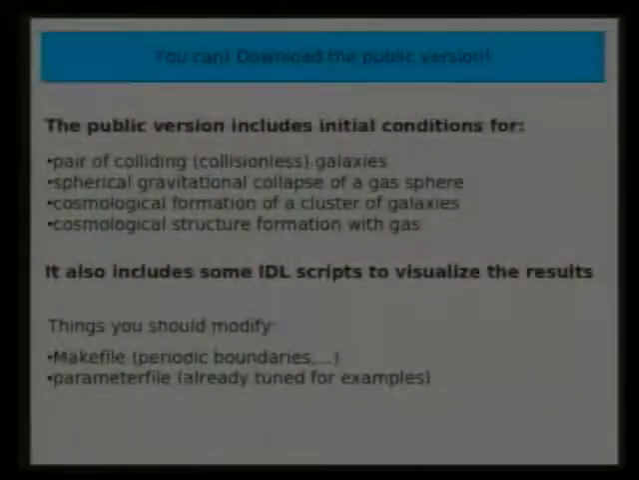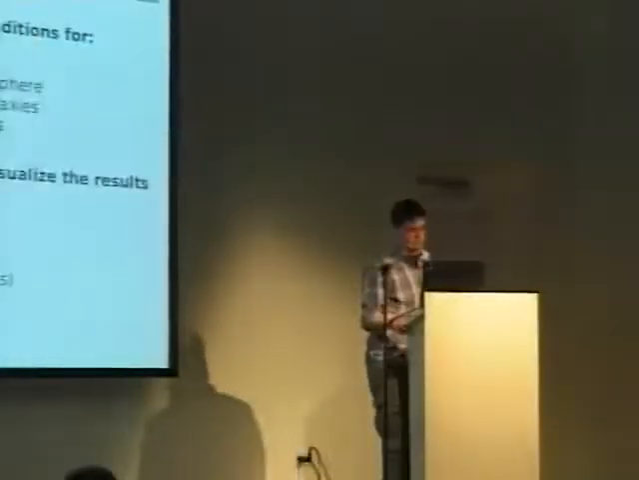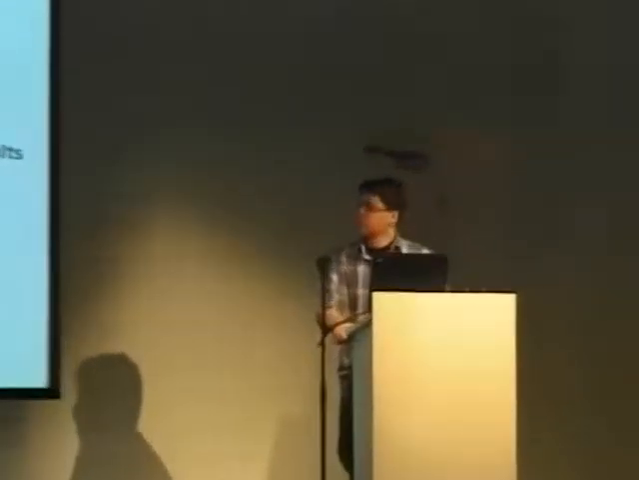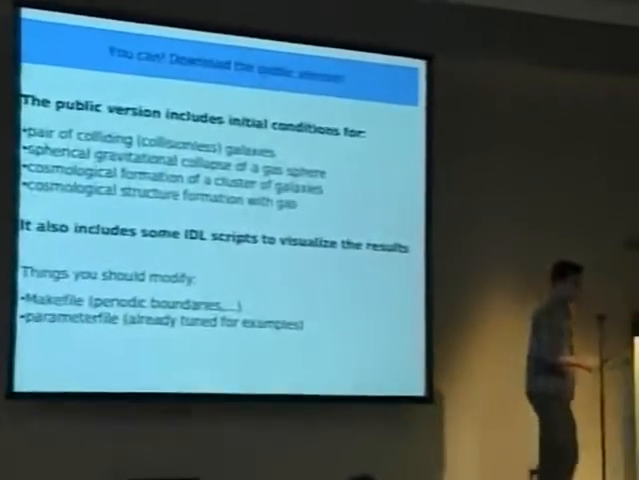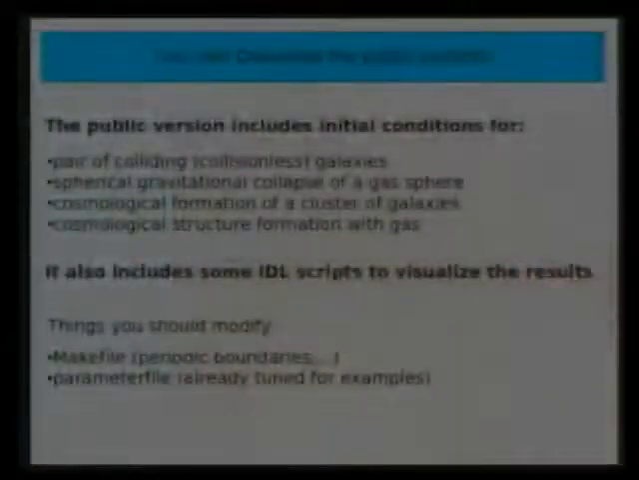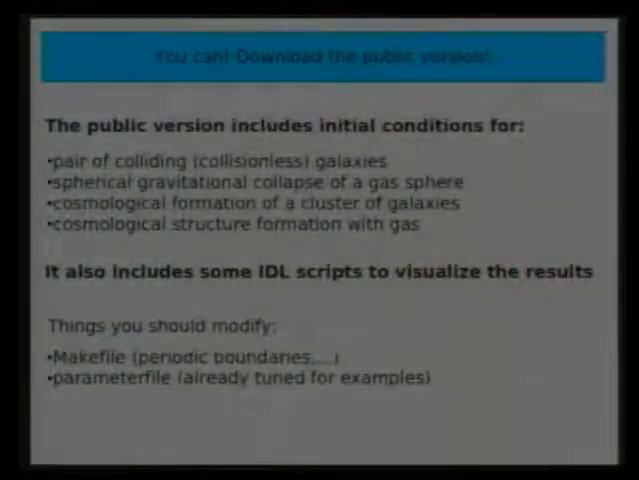So of course you cannot use the particle numbers we used, but the Gadget code, the public version, comes with some simple examples of initial conditions. For example, this pair of colliding galaxies, or cosmological structure formation with gas. This is all included as some examples. And what you can then do is you compile the code. Maybe you have to adjust some of the options of the makefile, but this is all well documented. And then use a certain parameter file as the input, but they are also part of the public version. And then in principle you can run it.